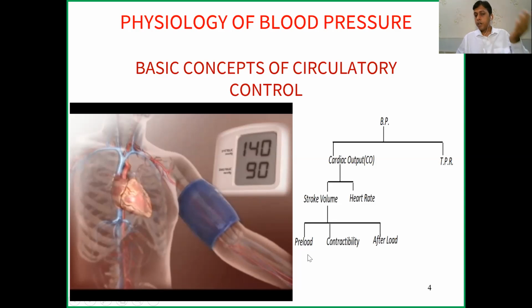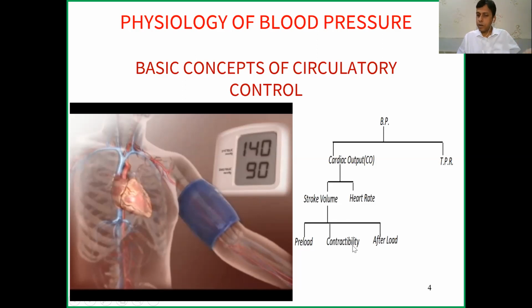The preload is the end diastolic volume. This you will understand in the cardiac cycle: the amount of blood which is left in the left ventricle, that is the preload, that is the end diastolic volume. If end diastolic volume is high, then ultimately stroke volume will be high, and if stroke volume is high, then cardiac output will be high.